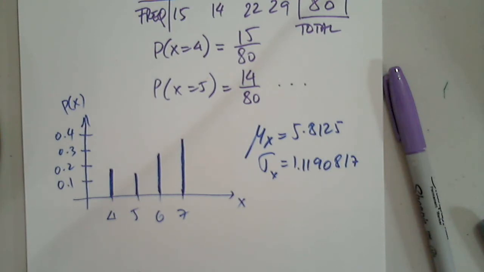Compute the standard deviation, we already have it. How many decimal places? One decimal place. I will write 1.1 then.